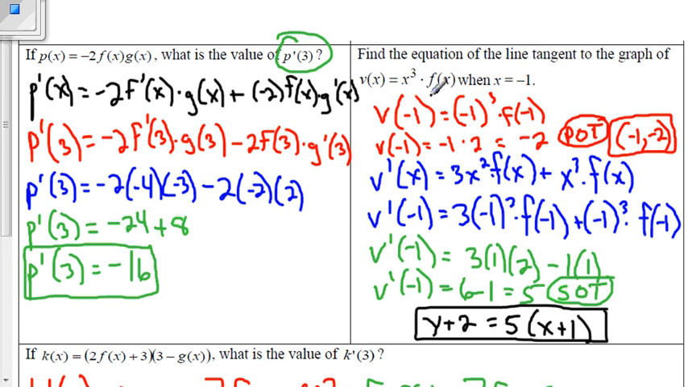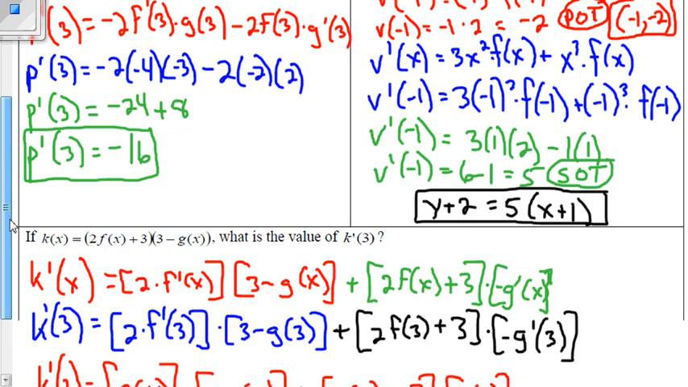Same thing here. v of x equals x cubed times f of x. So the first thing I want to do is find the point of tangency. Substitute in negative 1 here. f of negative 1 is positive 2, so the y coordinate is going to be negative 2. The point of tangency is negative 1, negative 2. Let's take the derivative using the product rule. Derivative of the first times the second plus the first times the derivative of the second. That's going to give us our slope of the tangent line at negative 1, and then use point-slope form.